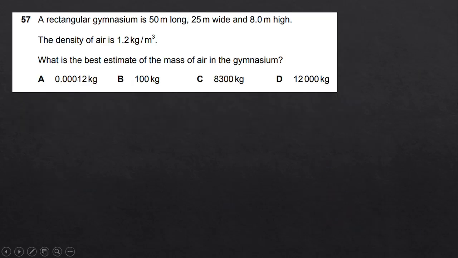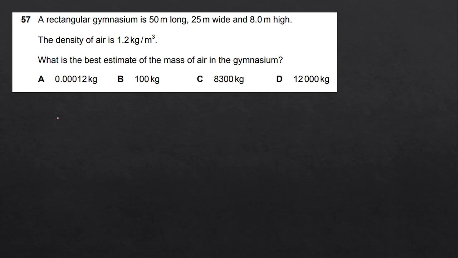Let's look at question 57. A rectangular gymnasium is 50 meter long, 25 meter wide and 8 meter high. The density of air is 1.2 kg per meter cube. What is the best estimate of the mass of air in the gymnasium?